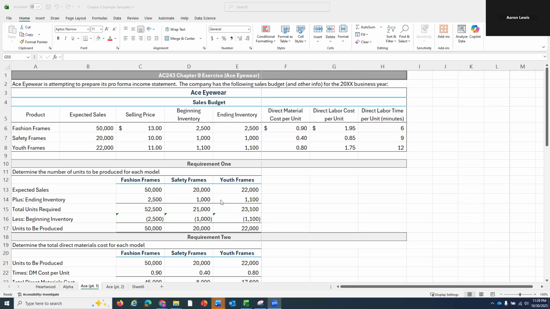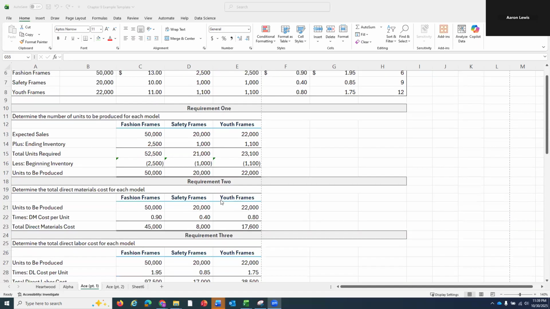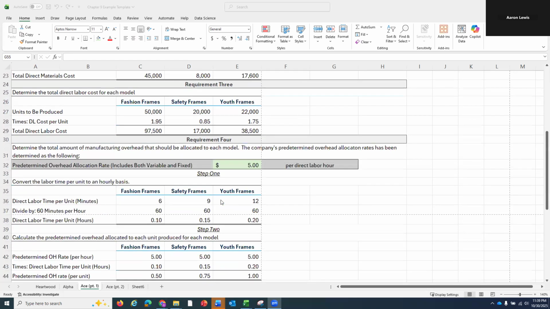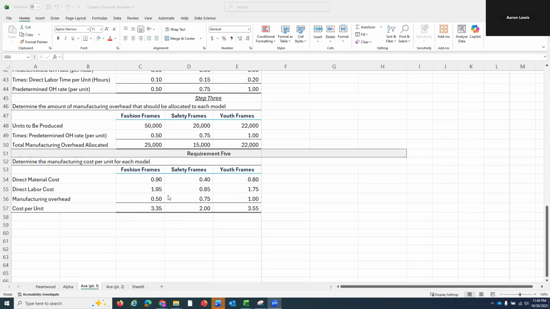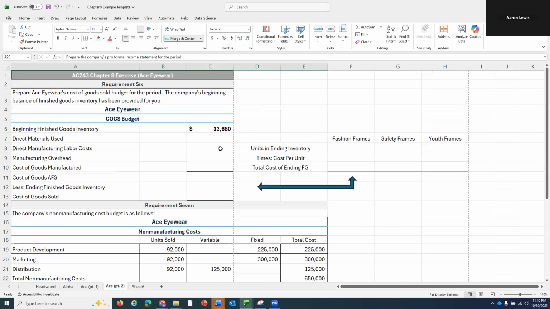Now that we've prepared all these sub budgets for ACE, we can finally get to the task that we're asked to do from the get-go, which is to make their pro forma income statement. So I'm going to reference all the stuff that we made in part one to work our way towards part two. The last thing that we are going to need for our pro forma income statement is COGS, which is really what we did all these sub budgets for, so we can make an accurate projection of what our cost of goods sold is going to be.